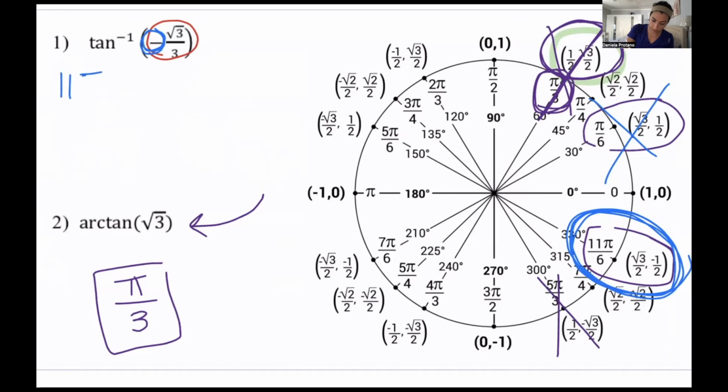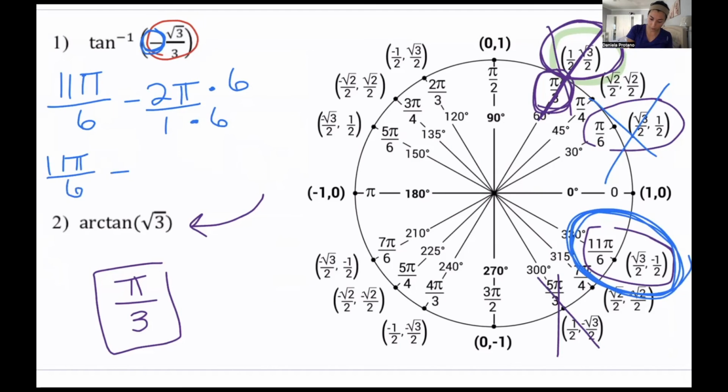So every single time you can subtract by 2 pi and it'll get it done, right? So this is really over 1 and we can multiply top and bottom by 6. So that's 11 pi over 6 minus 12 pi over 6. So that correct answer is going to be negative pi over 6, and that is inside the correct interval.